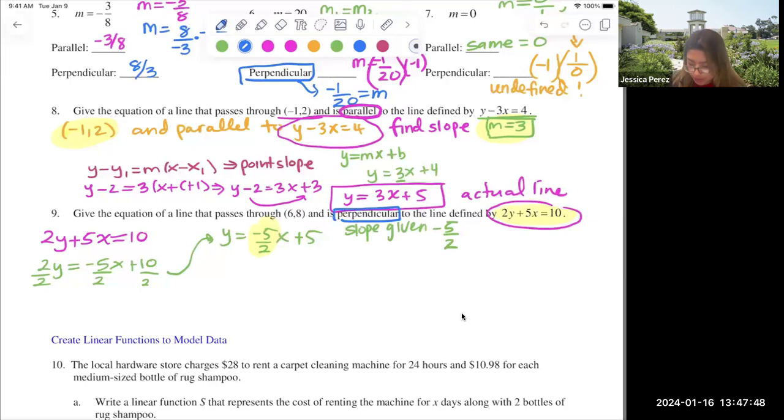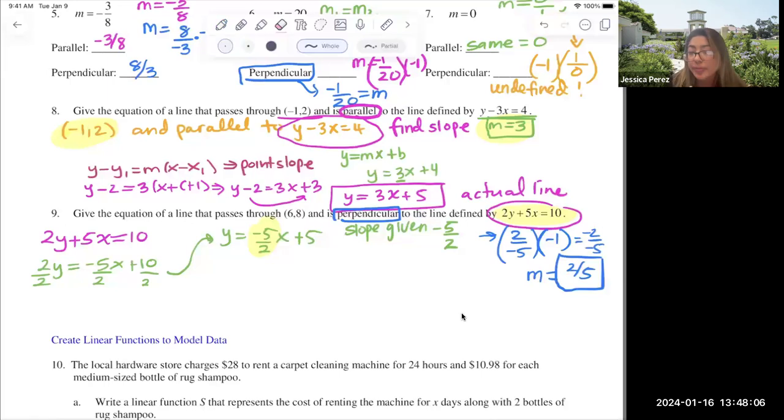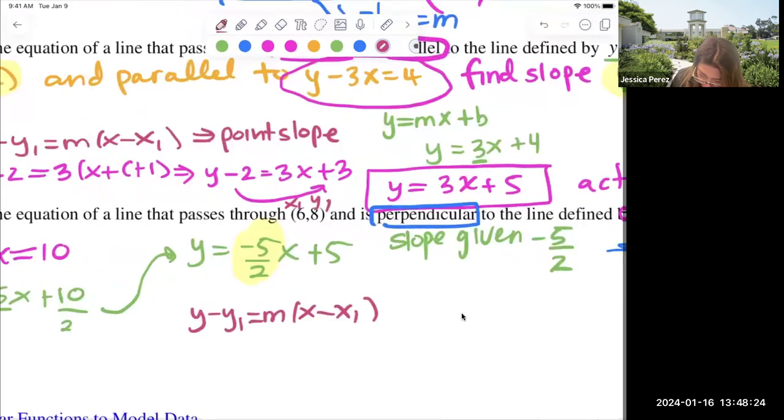So what do I have to do with the original? I have to flip it, so 2 over -5, and then punch a minus. So it's going to be -2 over -5, which is 2/5. That's the slope that I want because that will make it perpendicular. Now that I have the slope that I want, I'm going to be able to use the point-slope formula again and actually find that equation. So it's going to be y minus y1 equal m times x minus x1, where I have my point x1, y1 from up here.